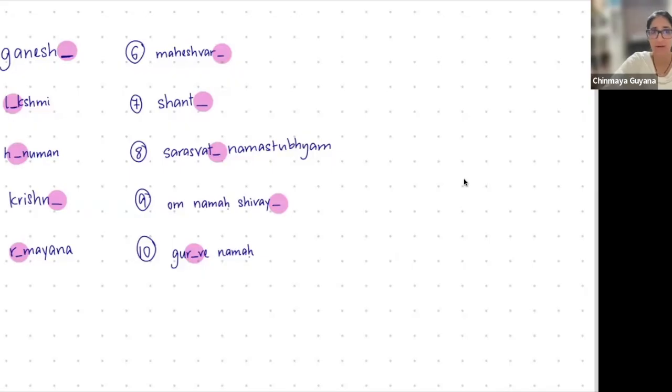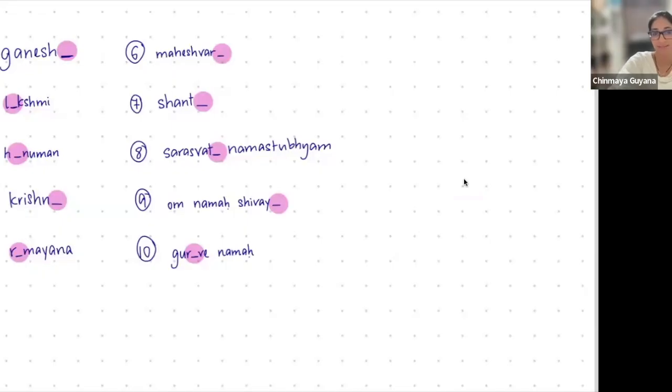Then everyone knows this. Om Saraswati Namastubhyam. And let me tell you all, the vowel in Saraswati Namastubhyam, even though Saraswati has a long e, in this shloka, it is short i. Saraswati Namastubhyam, not the long one. Okay. Number 9. Om Namah Shivaya, not the long one. Om Namah Shivaya, short a.